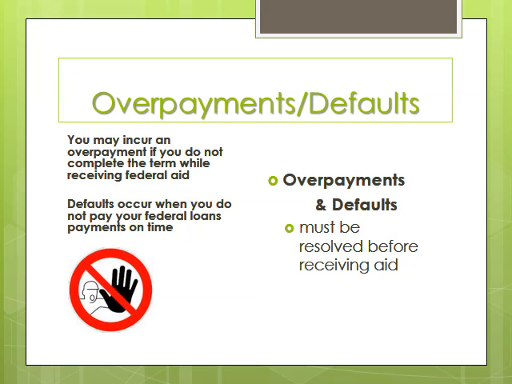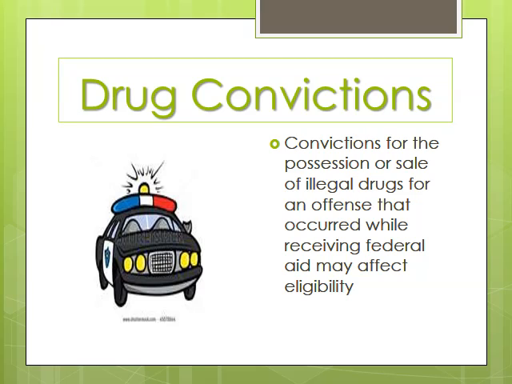Overpayments and defaults. You may incur an overpayment if you do not complete the term while receiving federal aid. Defaults occur when you do not repay your federal loan payments on time. Overpayments and defaults must be resolved before receiving aid. Drug convictions. These are convictions for the possession or sale of illegal drugs for an offense that occurred while receiving federal aid. This may affect eligibility for financial aid.